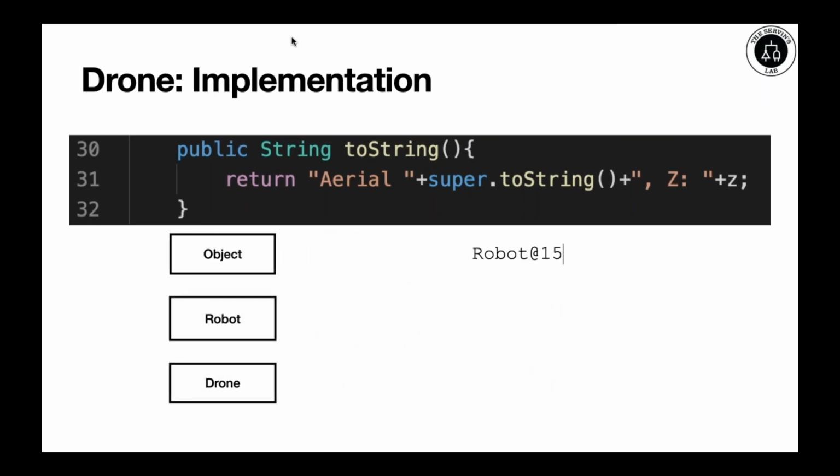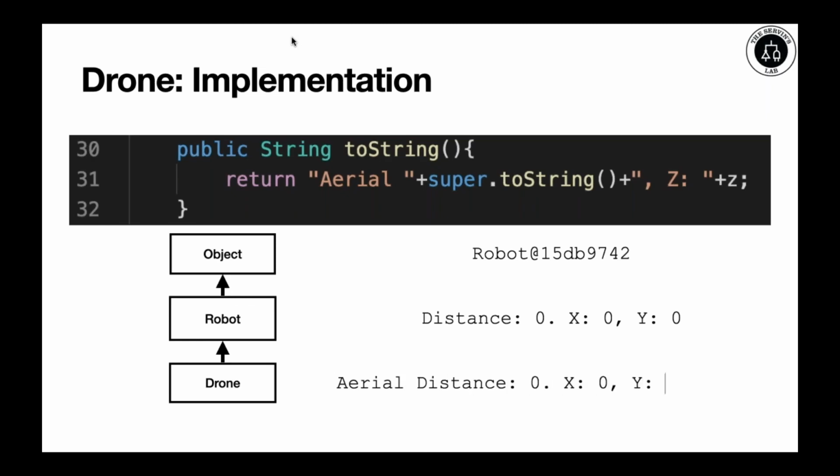So when we run it and create the robot, this is what we got from the Object toString. When we overwrite it, we got something fancier, where we got the distance, the X, and the Y. But when we overwrite the toString from Drone, the same code that you're seeing right now from line 30 to 32, now that will not only overwrite the toString from our ancestor Robot, but also will concatenate aerial distance. We inherit the toString, which is distance, x, y, and at the end we concatenate the z.